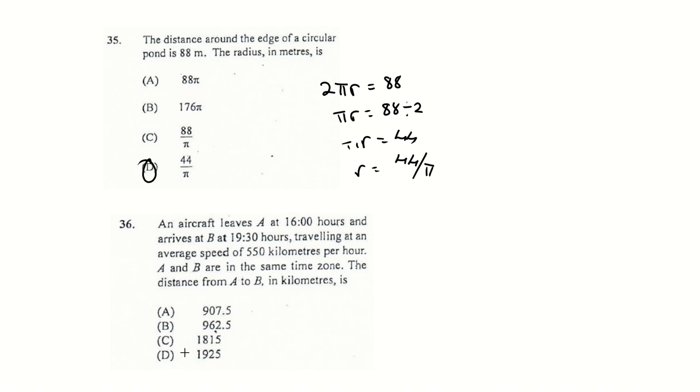Right, this question we did already. An aircraft leaves at 1600 hours and arrives at 1930 hours, which is 3.5 hours, and its average speed is 550, so the distance would be 550 multiplied by 3.5, which is equal to 1,925 kilometers. Right, and that's the answer.